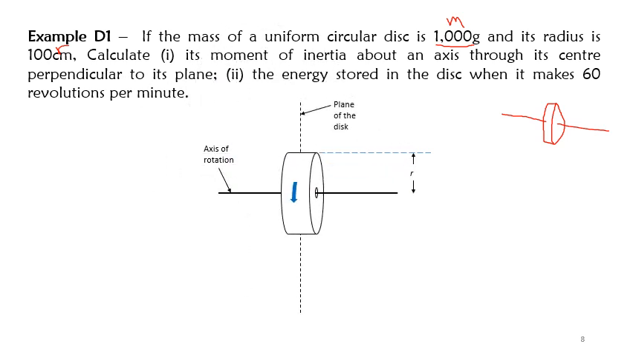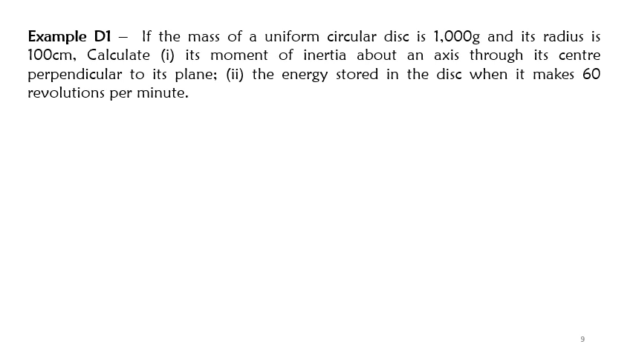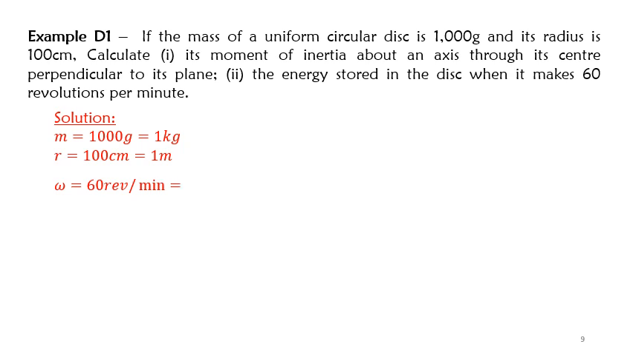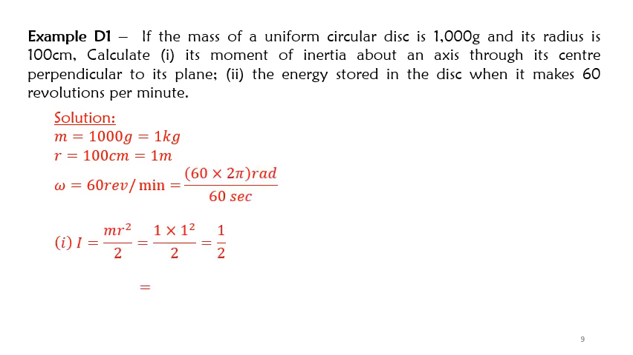So that illustrates that. You have the plane of the disc and the axis of rotation. We know the formula for a uniform circular disc. From that formula, we substitute our values into it. Note again, this value is in grams, and we have to work with SI units. So we convert to kilograms, and also R in centimeters, convert to meters. So the solution: M is 1 kg, R is 1 meter, and omega is 60 revolutions per minute.